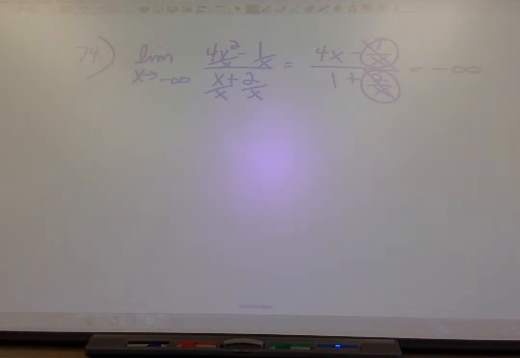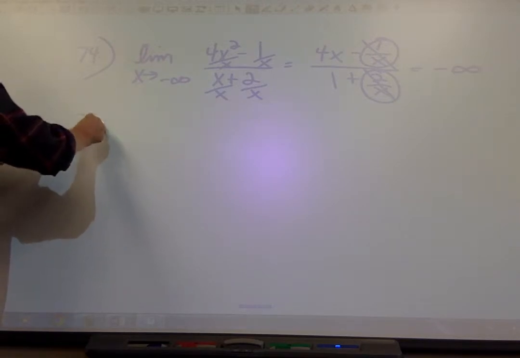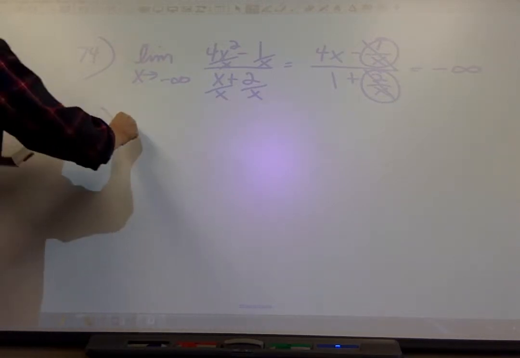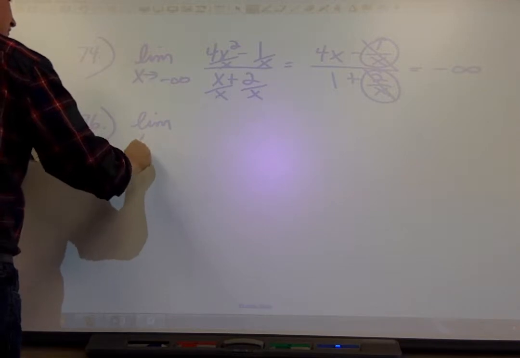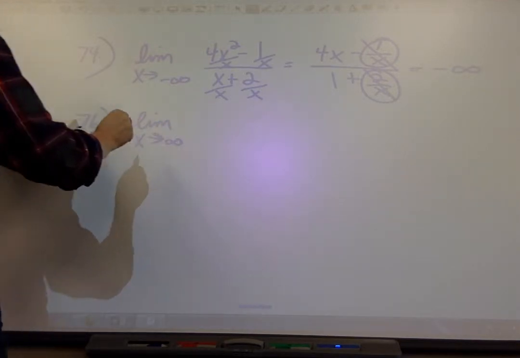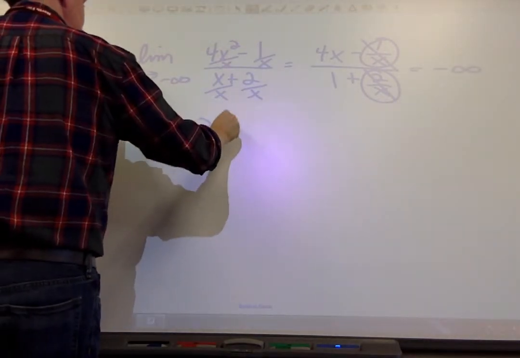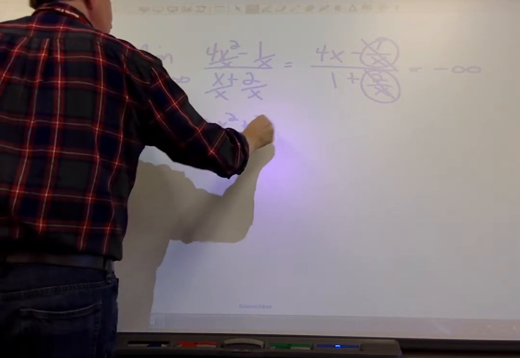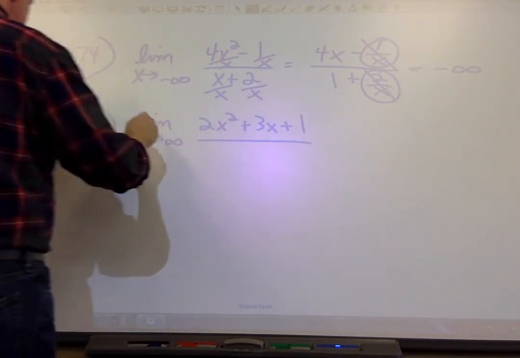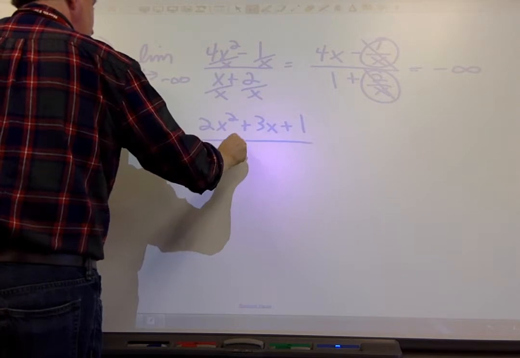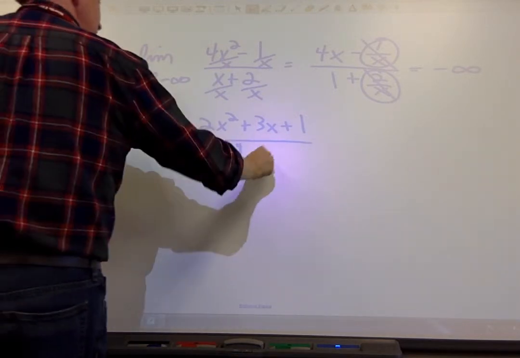Okay. Do you have any examples where it wouldn't be 0 as the limit on the second part? Yes. Let me show you. Let's see. How about 76? You try that one and you see what you decide. 76 says the limit as x goes to infinity, 2x squared plus 3x plus 1 over x to the 4th minus x squared.